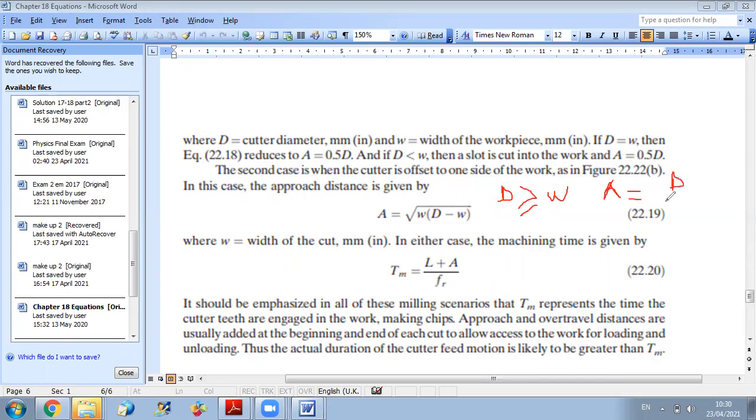And in case you have D smaller than W, the approach distance will be given as a function of W, which is the width of the workpiece, and the diameter of your cutter. Okay, so what will mainly change between one operation and the other is the approach distance. Once we select the approach distance, we can easily find the machining time by adding the approach distance to the length over which the cutter will move over the feeding. Okay.